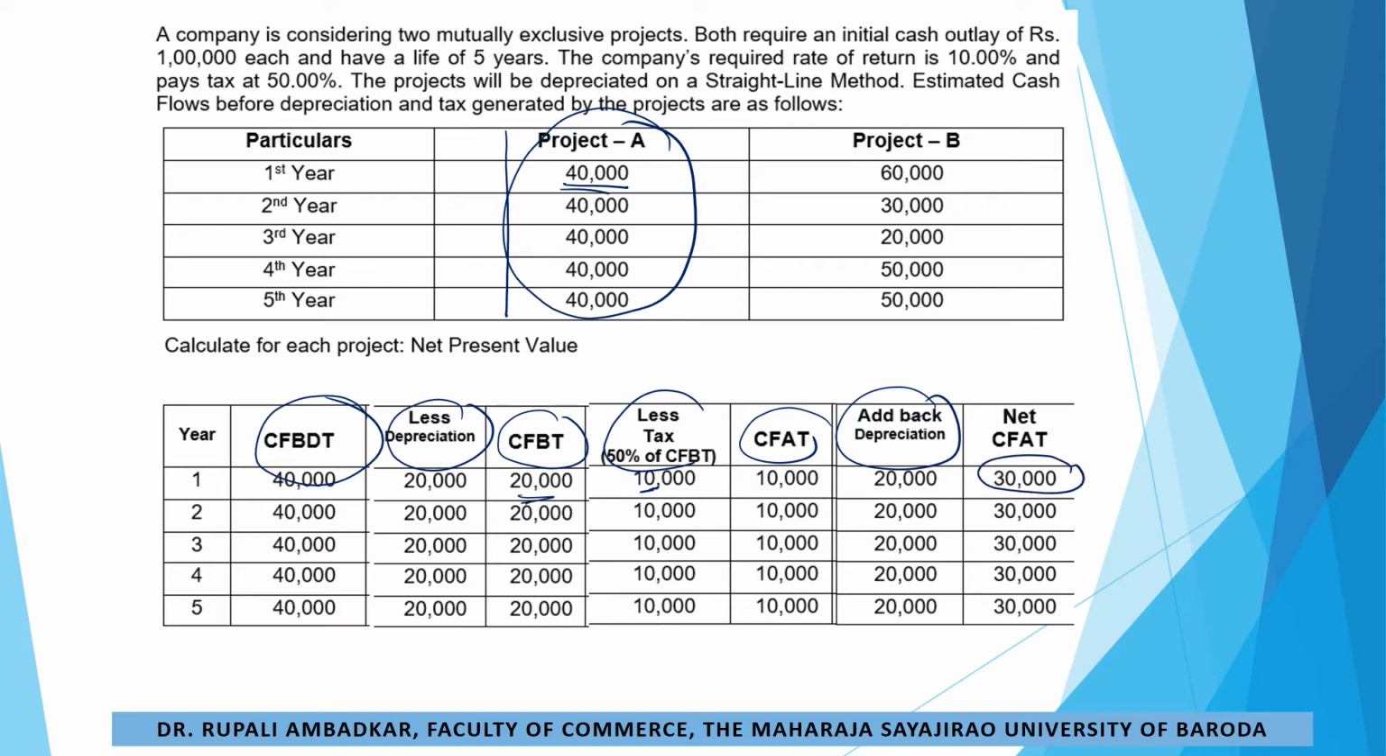In case of project A where we have equal cash flows, we needn't do the calculations for the rest of the years because we can simply calculate for the first year and it would be the same for all the years. So the net cash flows after taxes are 30,000 for project A. In case of project B, we need to do the calculation separately for each year. We will be looking at that in the next slide.